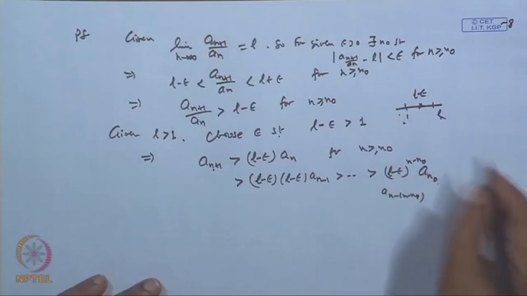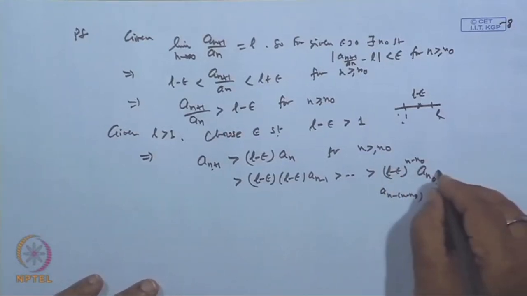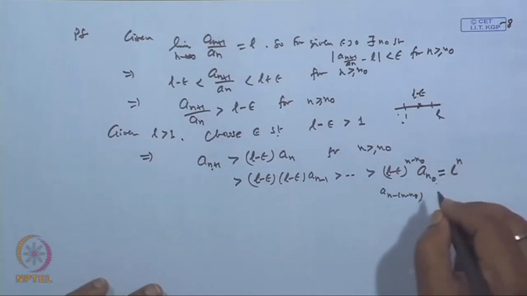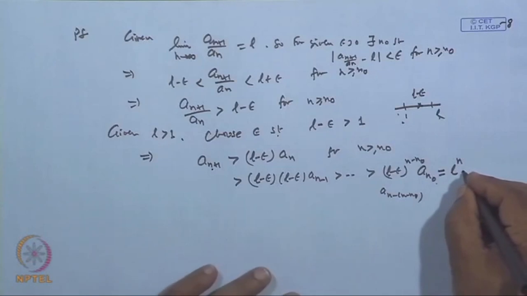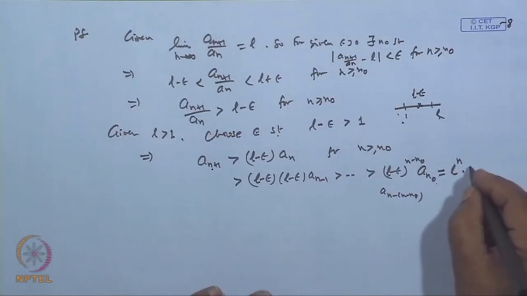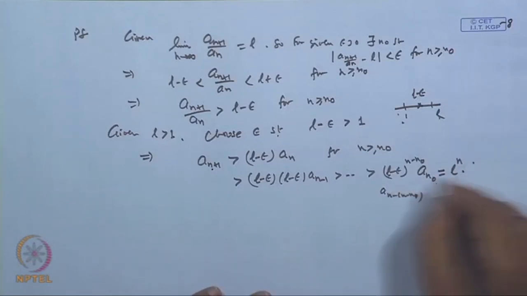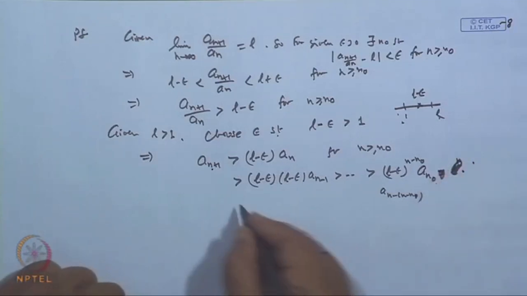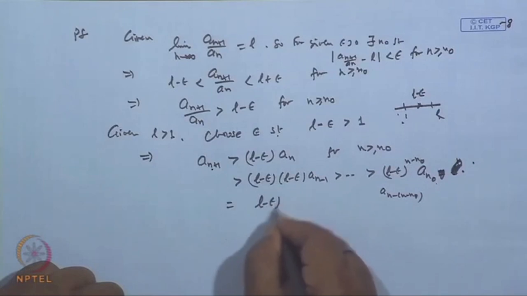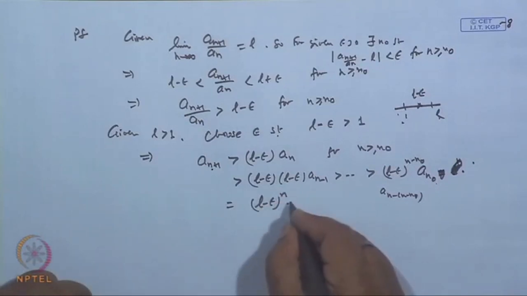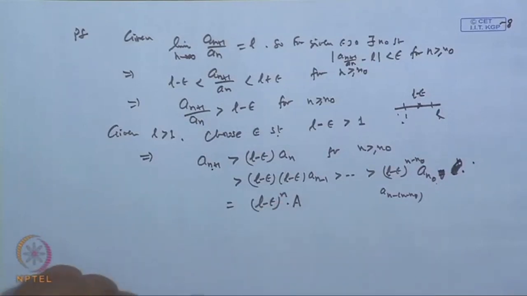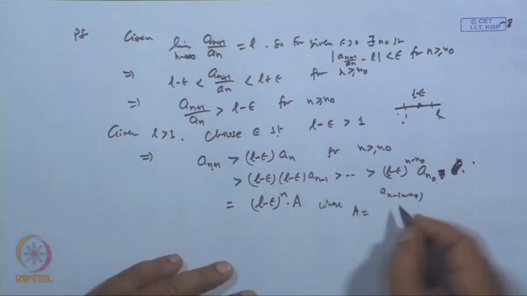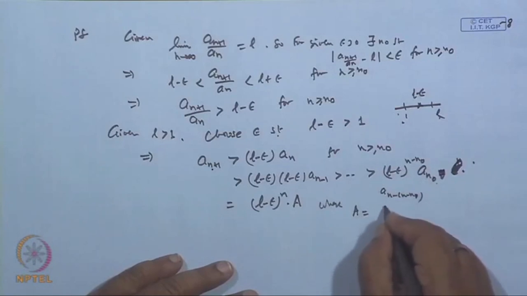Okay. Now this can be written as what? Can you say this is equal to L minus epsilon to the power n into a constant term A, where A is equal to what?